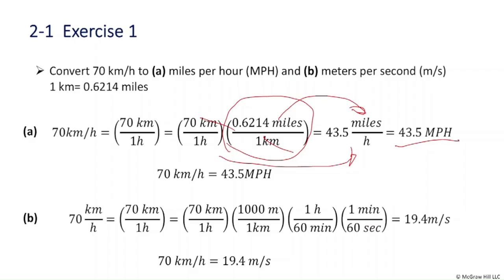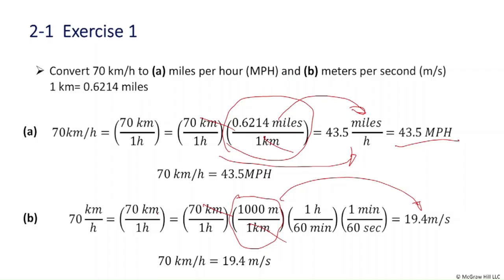First, let's change the unit of kilometer to meters. So we know that 1 kilometer is 1000 meters. So we write that fraction so that the kilometer unit cancels out and the unit meter remains in the final answer.